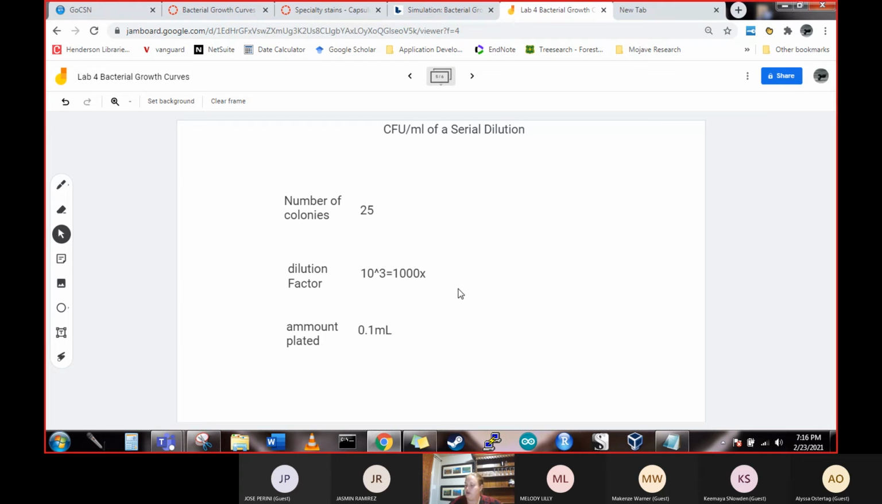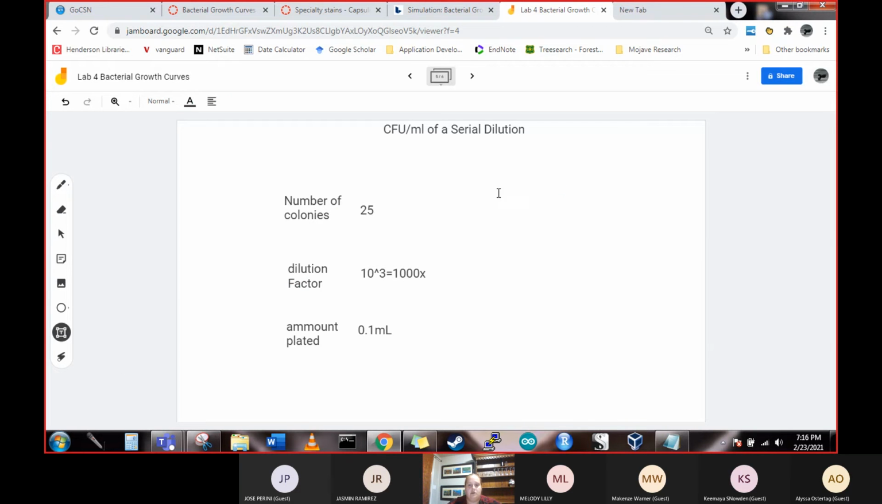That's what calculators are for. So that would actually be 250,000 colony forming units per milliliter in your original stock solution. So it would be this number.